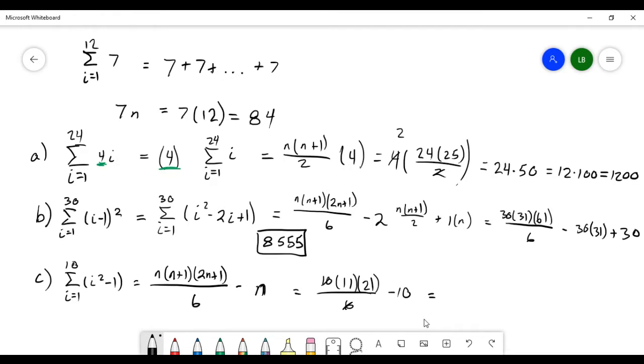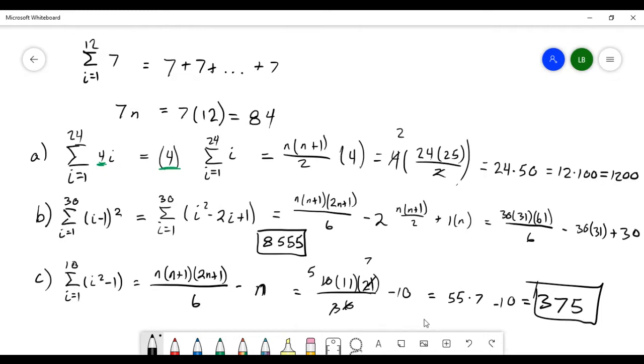Then we'd get 10 times 11 times 21 over 6 minus 10. And pardon, that would go to 5 and 3. 3 goes to 1, and 21 goes to 7. So that is 55 times 7 minus 10. And that gives us, I believe, 375.